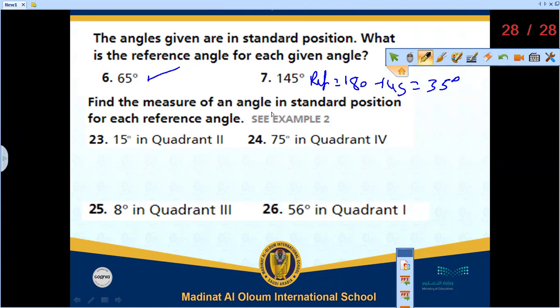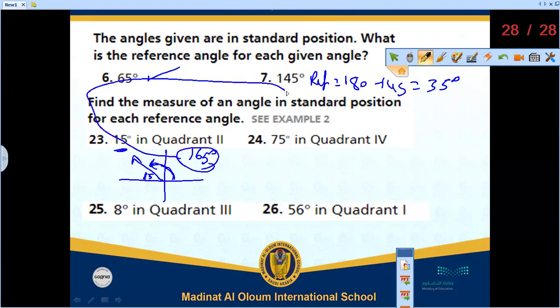Okay, guys. Find the measure of an angle in standard position given its reference. If the reference is 15 and the angle is in the second quadrant, I give you the reference 15. What is the angle itself? As we said at the beginning of the video, I move 165. It means the angle in standard position is 165, because my reference, like this one, is in the second quadrant. I need the angle in standard position, which is 165.